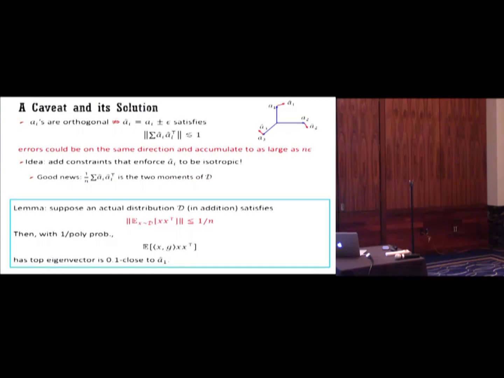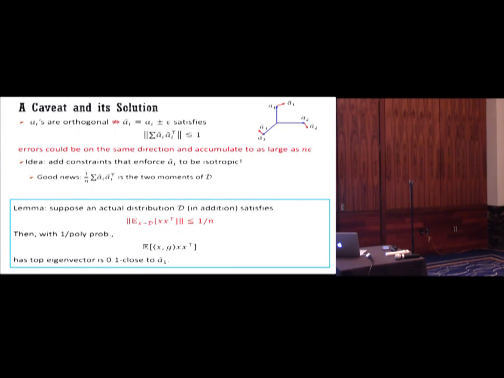So here is the real lemma that we are going to prove. Suppose we have an actual distribution supported on these feasible solutions, and it satisfies in addition this constraint. Then with inverse polynomial probability, the top eigenvector of this matrix is 1-to-1 close to A1 hat. And you can repeat this many times to get all of the other ai hat. And if you get ai hat, you get approximately ai.